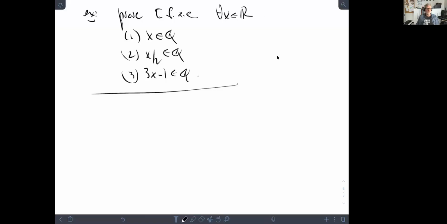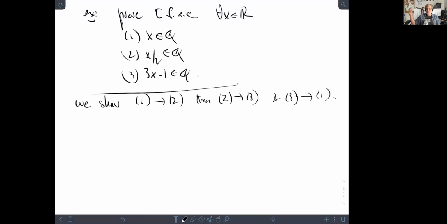Okay, so I'm asked to prove that these 3 statements are equivalent. Notice I wrote TFAE. This is a classic abbreviation: the following are equivalent. Okay, so what I'm going to show is this. I'm going to show that 1 implies 2, then 2 implies 3, and 3 implies 1. So this will show if and only if in between each 2, okay? So let's start with 1 implies 2.